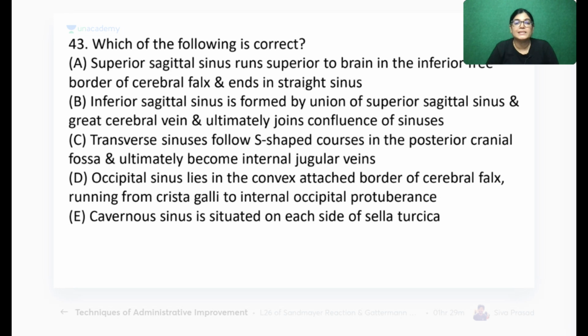Superior sagittal sinus runs superior to the brain in the inferior border of falx cerebri. Inferior sagittal sinus is formed by union of superior sagittal sinus and great vein and joins the confluence of sinuses. Transverse sinus follows an S course and ultimately drains into the internal jugular vein. Occipital sinus lies in the convex attached border and attaches to crista galli. Cavernous sinus is situated on either side of sella turcica.